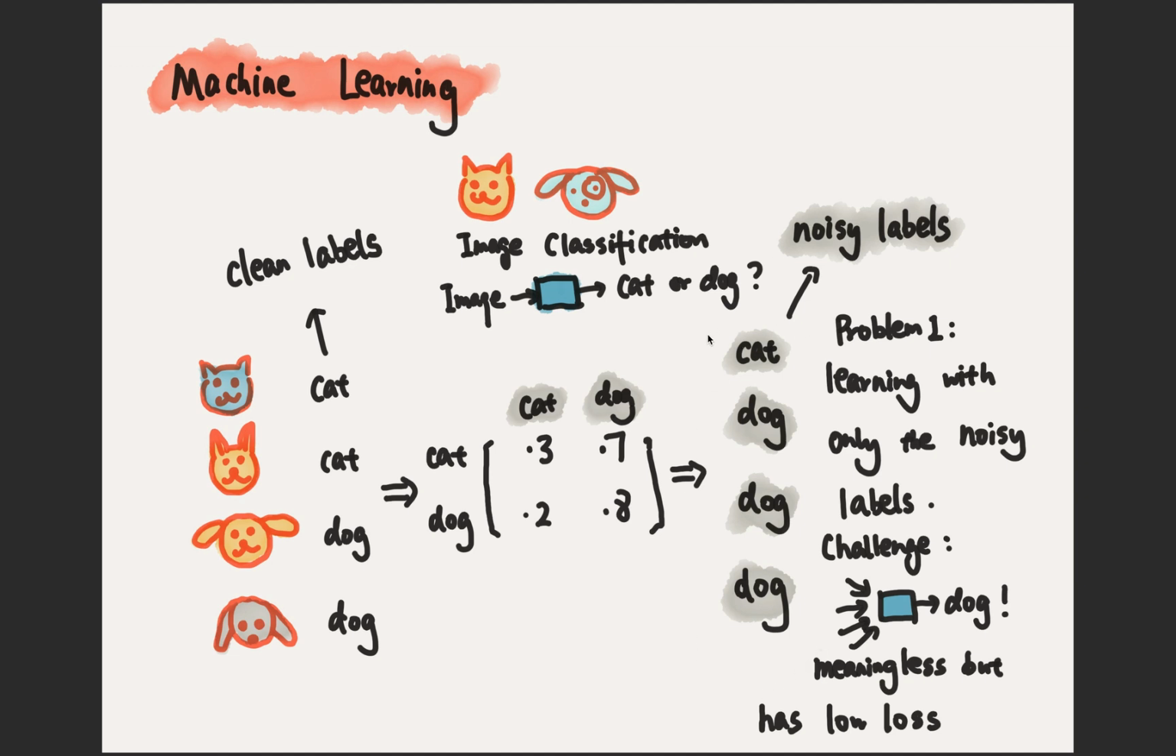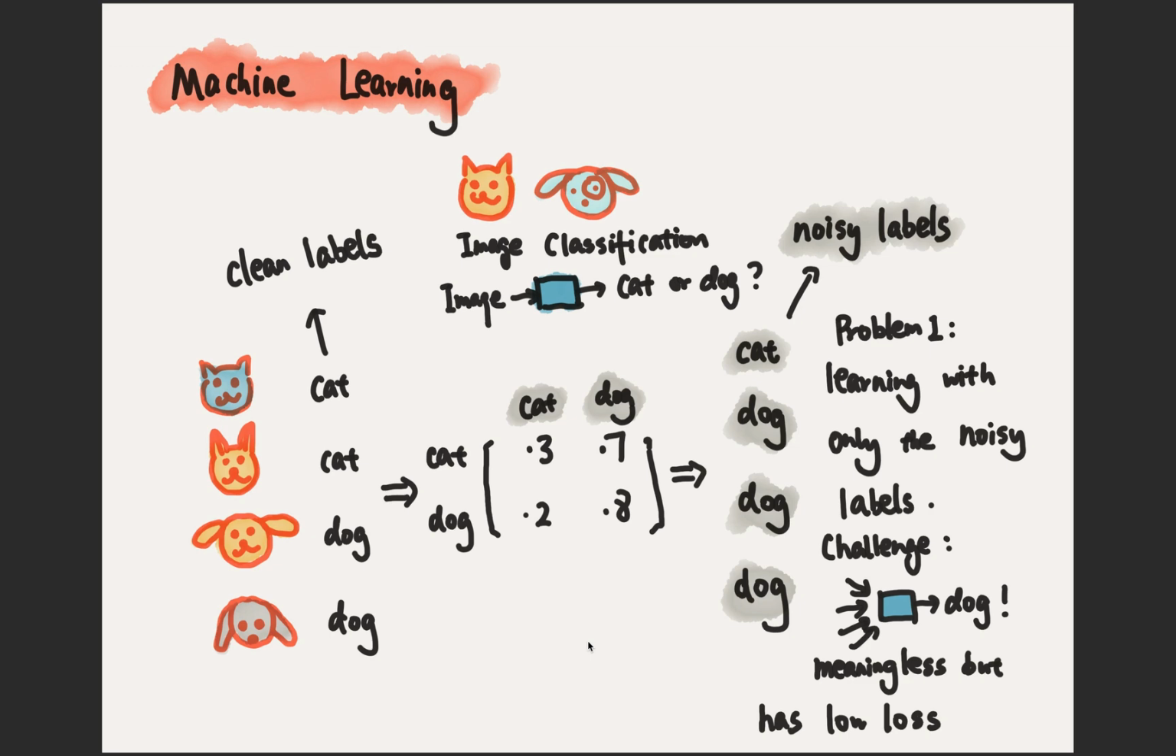And if we still use the traditional distance-based measure like cross-entropy, in this case the classifier will be trained to be biased to dog as well. And actually, a classifier that always identifies all the images as dog will have low loss when we train with these biased noisy labels, but it is actually meaningless. So this is one major problem in this noisy label learning area.